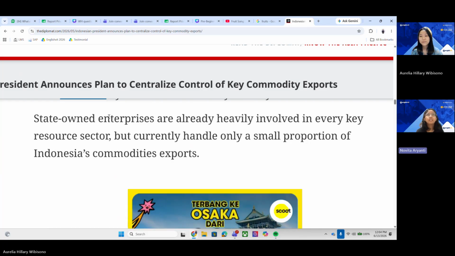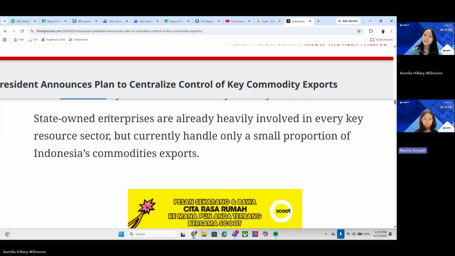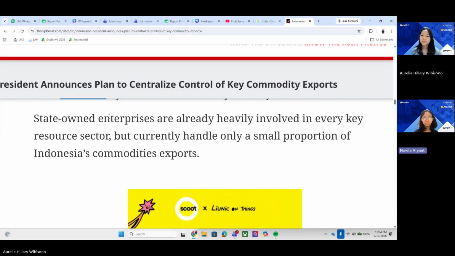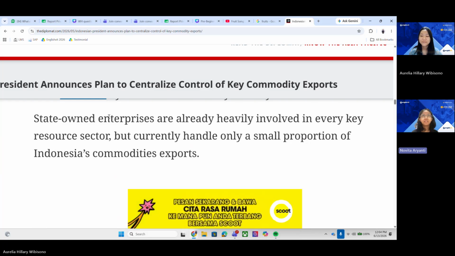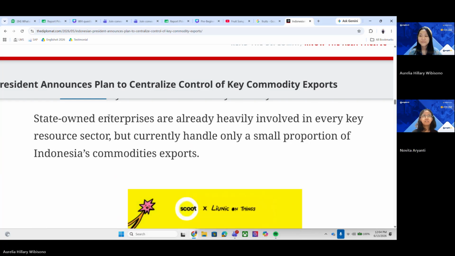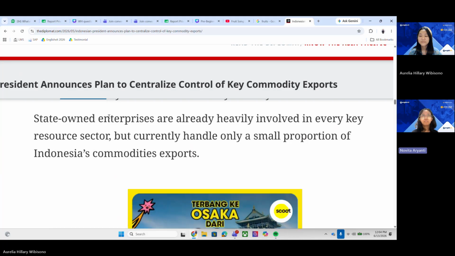I think if the state takes almost all of the sector, it would bring lesser competition with the other businesses, such as the swasta, the private sector. So it actually gives the private sector only a small portion of a way to compete with the others.